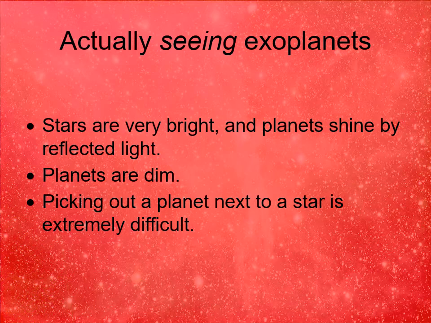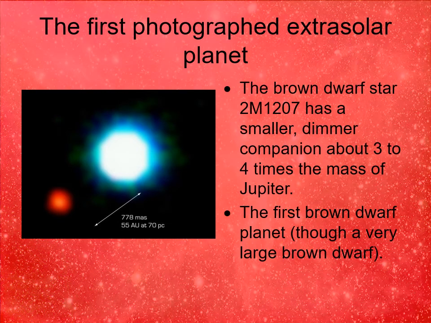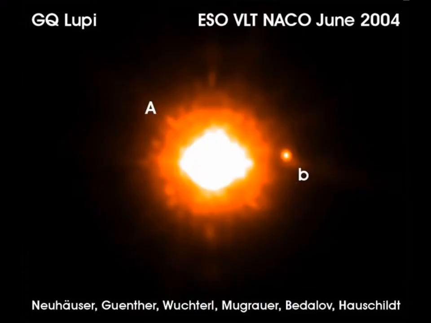Well, they're dim. They reflect starlight, so you have this tiny dim speck next to a star. And so that makes picking it out really hard. Nonetheless, that doesn't mean it's impossible. So this is actually a brown dwarf, a failed star, and something was found about 55 AU out from it, something that is about 3 or 4 times the size of Jupiter. So that's too small to be another brown dwarf, so that's got to be a giant Jupiter planet out here. So that means brown dwarfs, things that form just like stars, can also have planets orbiting them.